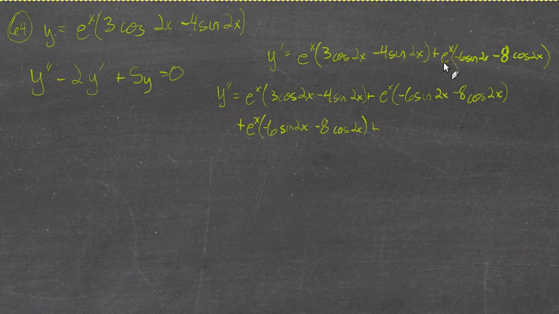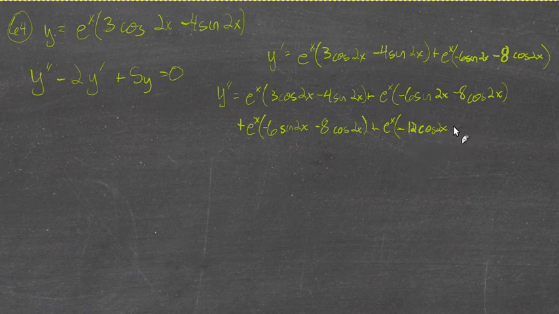So we took the derivative of e to the x times this, plus e to the x times the derivative of this guy here. So let's see, that's going to be negative 12, I'll show you why it's 12, times the cosine of 2x, because the derivative of sine 2x is cosine 2x times the derivative of 2x, and the derivative of 2x is 2, so you have to bring that out, and 2 times 6 is 12.